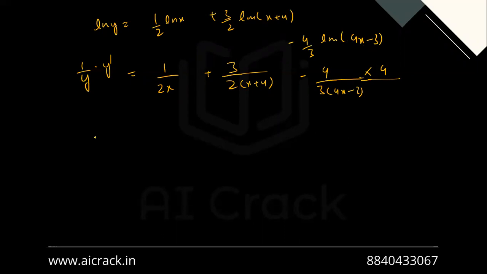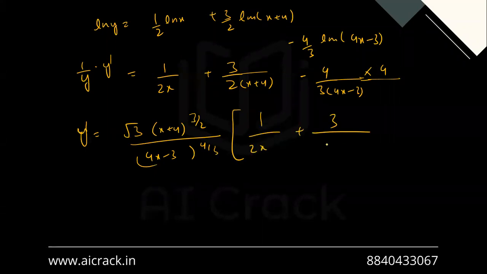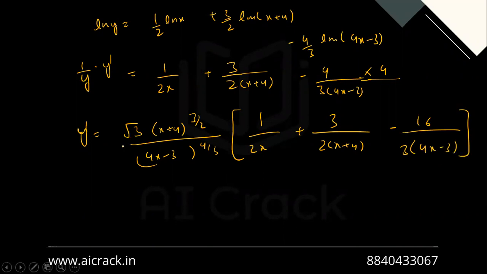So this is our final function, and y dash would be y times that expression, y being the function itself. That gives root x times (x plus 4) raised to the power 3 by 2, divided by (4x minus 3) raised to the power 4 by 3, multiplied by [1 by 2x plus 3 by 2(x plus 4) minus 16 by 3(4x minus 3)]. So this is the final answer. If you had tried doing it with basic methods, you would probably have made a mistake somewhere. That's why logarithmic differentiation should be used carefully.